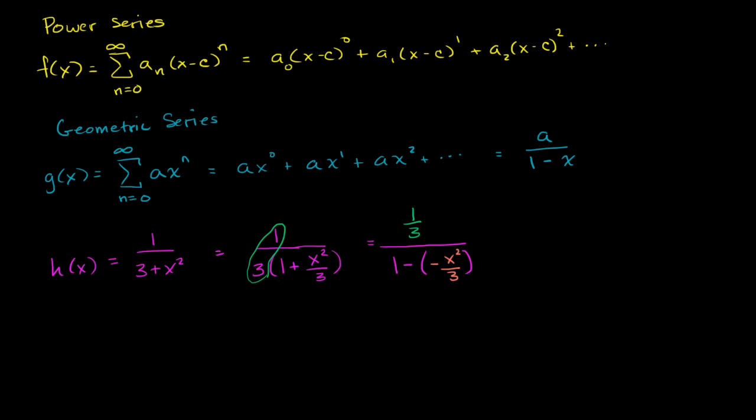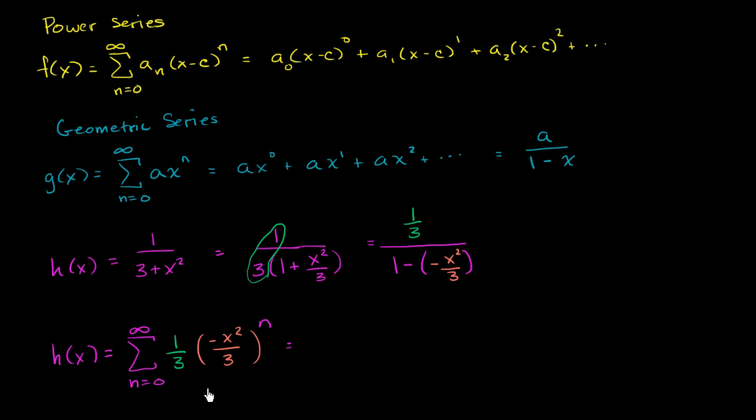So now I can rewrite h of x. I can say that h of x is going to be equal to the infinite series. So go from n equals 0 to infinity. My a is 1/3. And then my common ratio is negative x squared over 3. I'm going to raise that to the nth power. And so if I wanted to expand this out, what would it look like?